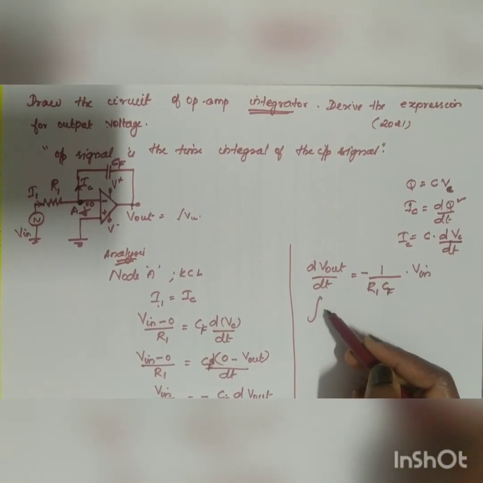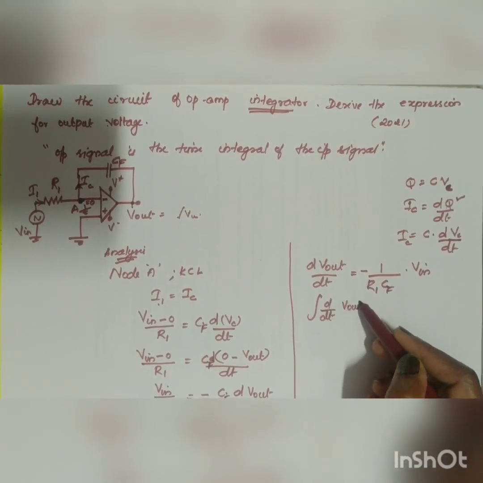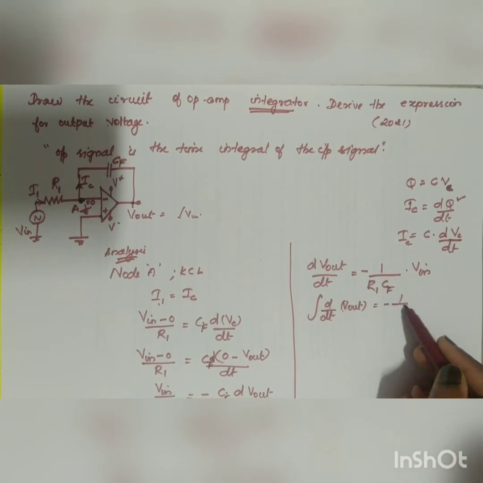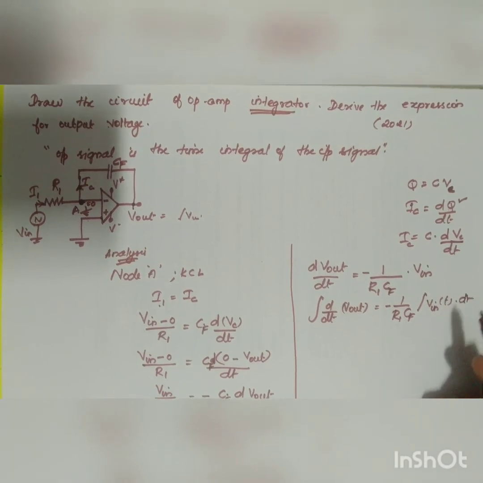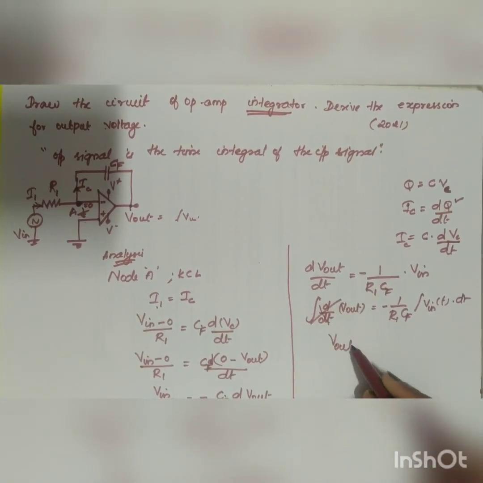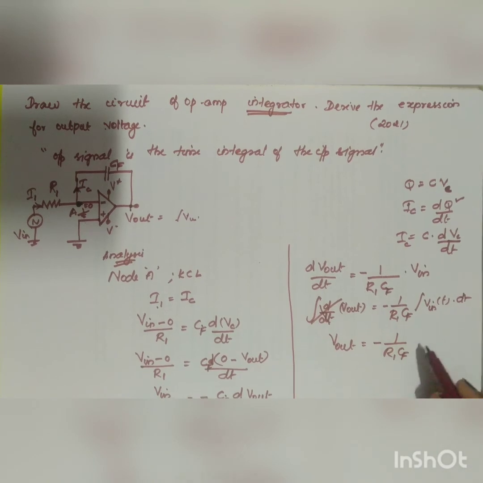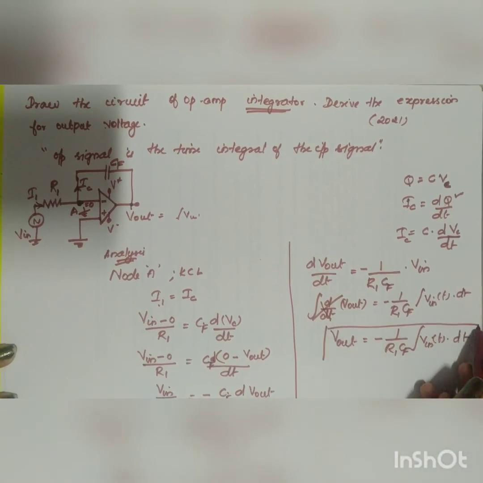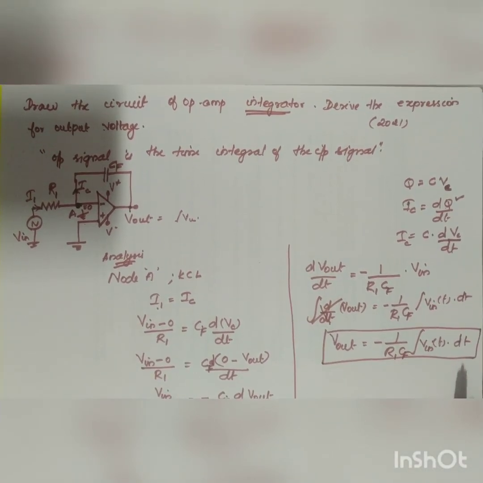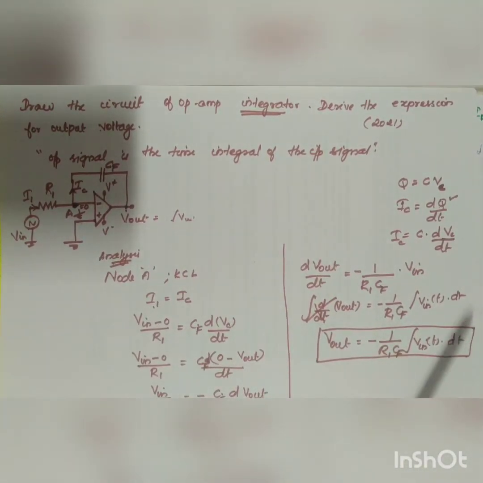If I take integration on both sides, integration and differentiation will get cancelled, right? I can write it once again, d V out is equal to minus 1 by R1 CF integration of V in of t into dt. So I can write that V out is equal to minus 1 by R1 CF integration of V in of t dt. Ultimately you are getting the output voltage as the integration of your input voltage. These are the things you have to write for this question: the circuit diagram and your derivation.